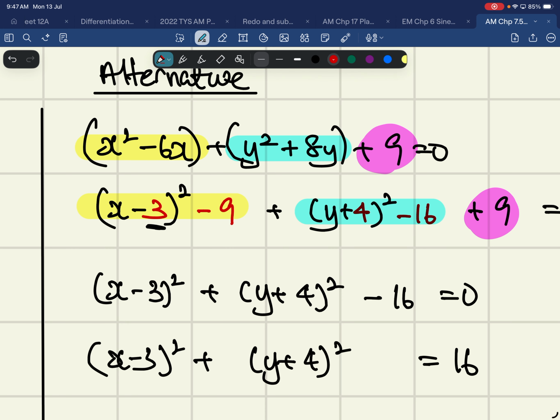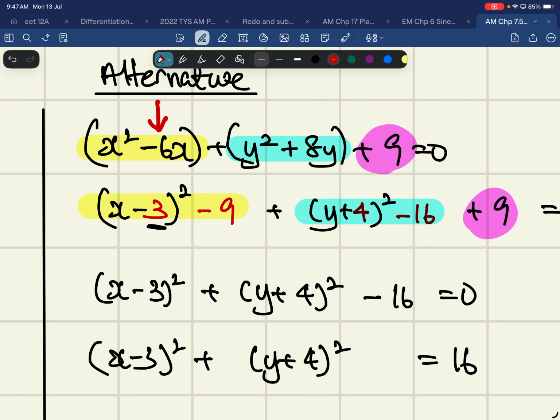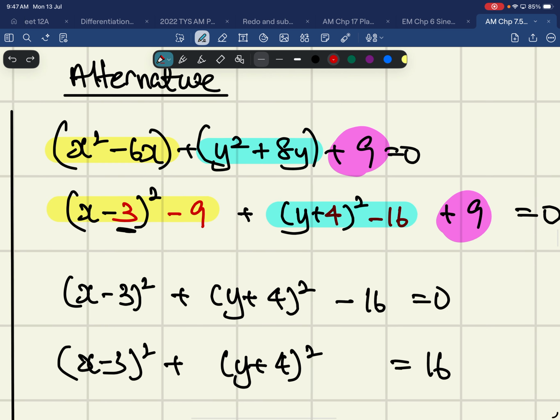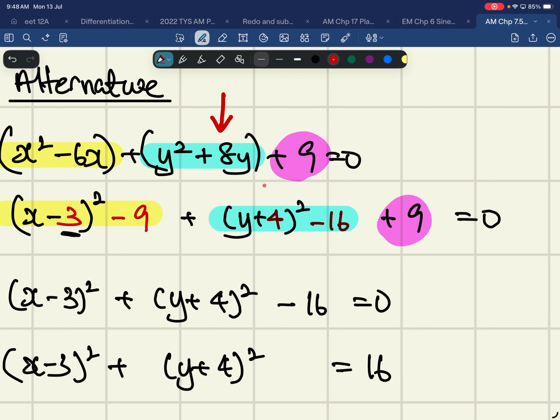Remember, we always look at the coefficient here, divide by 2, right? That's why we have (x minus 3) squared. Then this one is always a minus. So minus what? Minus 3 squared. Minus this guy squared, so it's minus 9. Any problem so far? Next, I'm going to move on to the blue part. We look at this 8, divide by 2 is 4. Then this is minus 4 squared. Anyone lost? It's always a minus, like I said earlier.